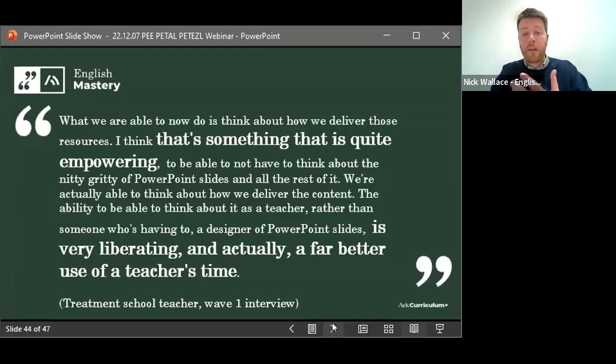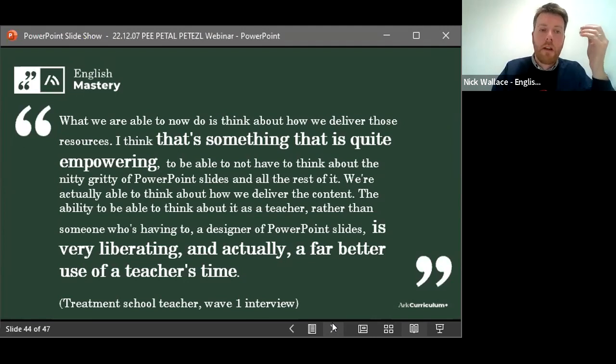price. Here's what the teacher said, and this is an important point to bring back to our mission. This is what the teacher said.